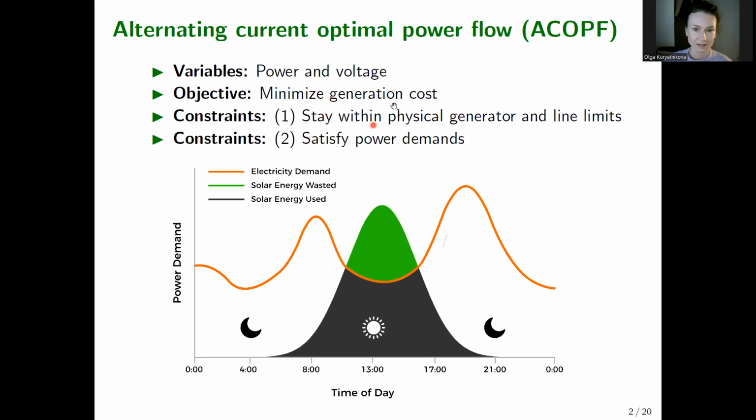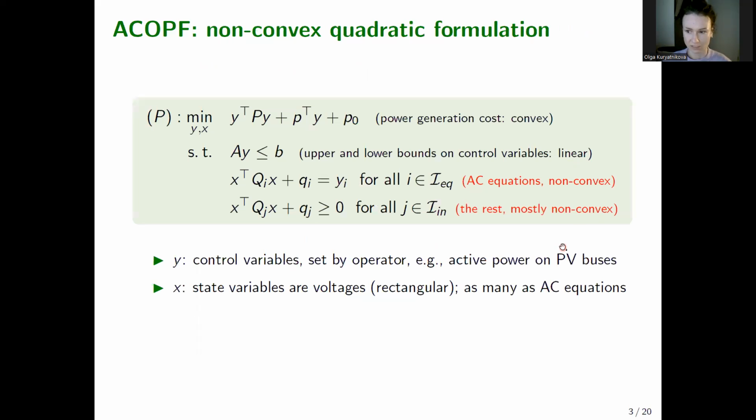Okay, then let's formalize it. If we formalize it, we get the following. We will have cost minimization, and the cost for us will be a convex quadratic function, so it's easy. And we will have two types of variables here, y and x. In the cost, you see only y.